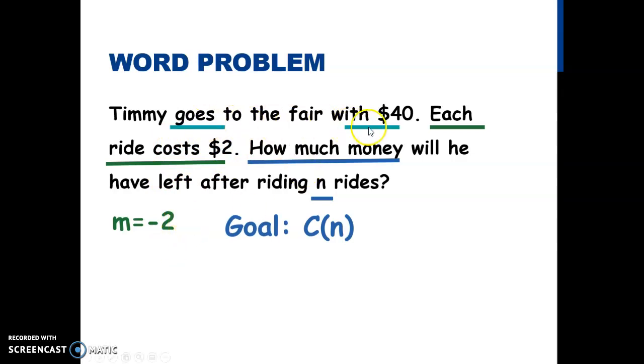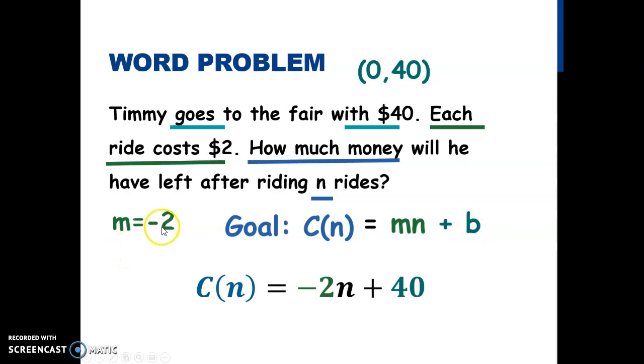And then the other piece of information goes with $40. That means how much cash he has. He has $40 to begin with. That also means the data point (0, 40): for 0 rides, $40. That's kind of like our fixed cost, if you're doing a business example. And so I'm using the formula M times N plus B. M here represents slope. N is the variable, kind of like the X. And B is that y-intercept, that initial value.